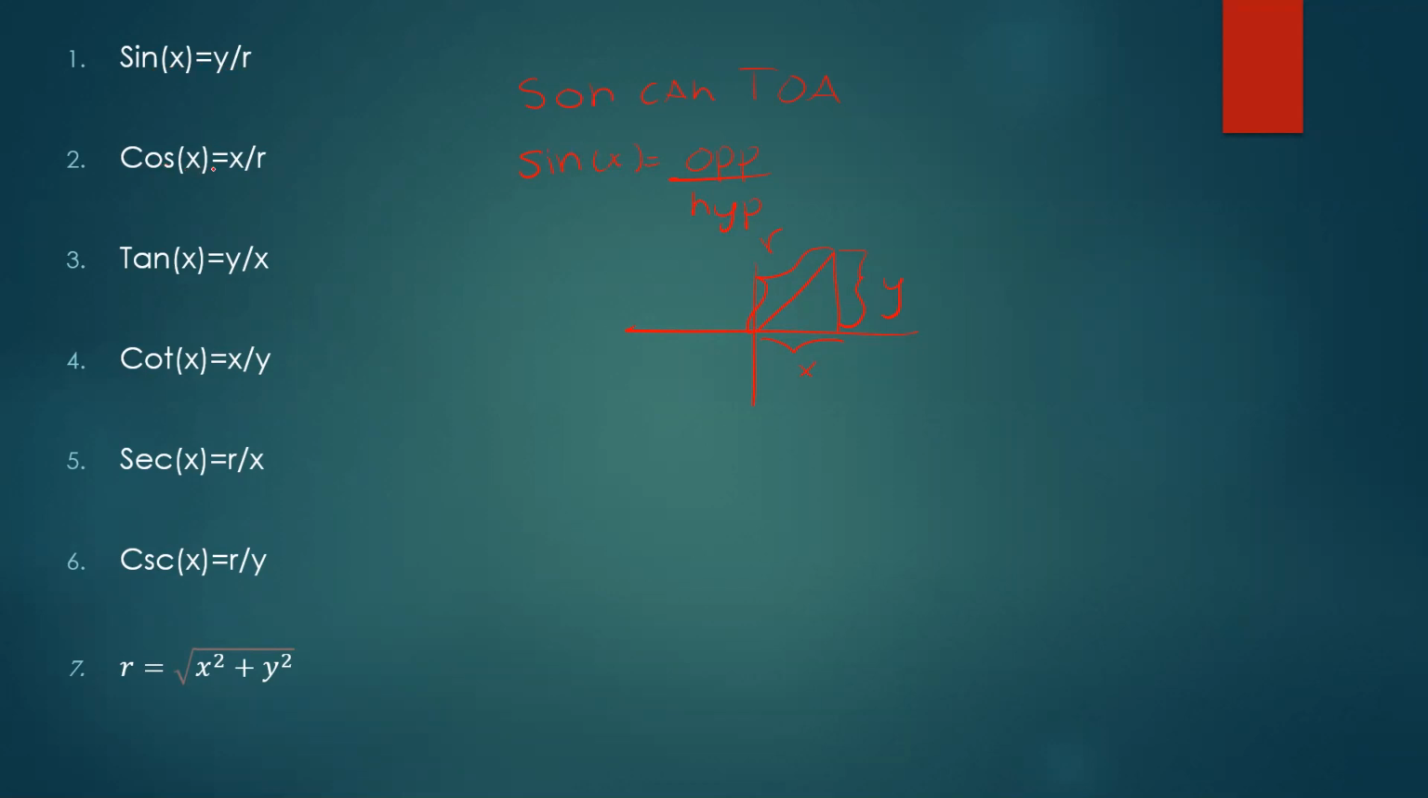So cosine is x over radius. Tangent is y over x. Cotangent is x over y. Secant is r over x, and cosecant is r over y. To find the radius, this length here, it is the square root of x squared plus y squared.